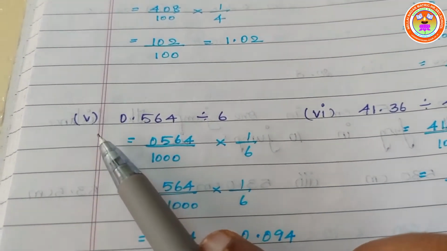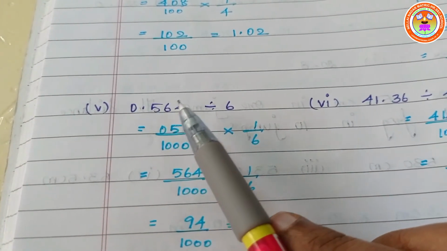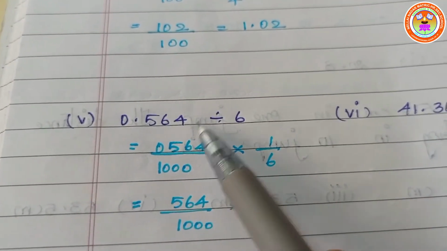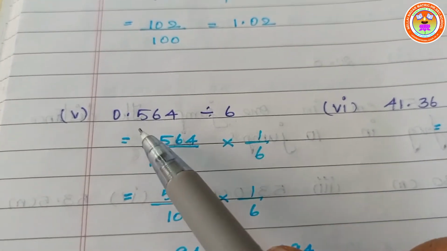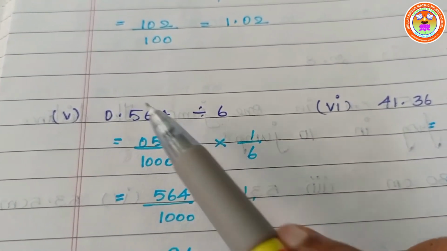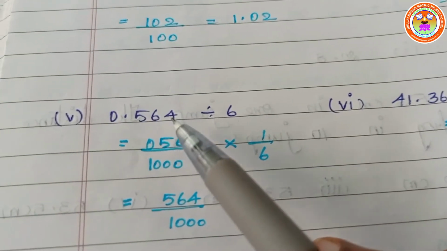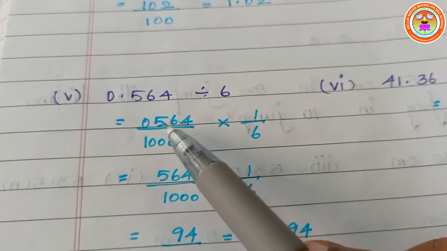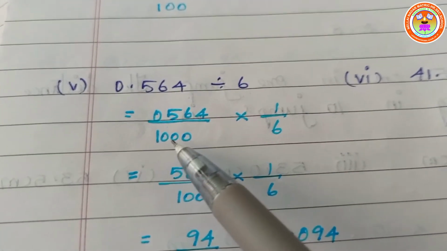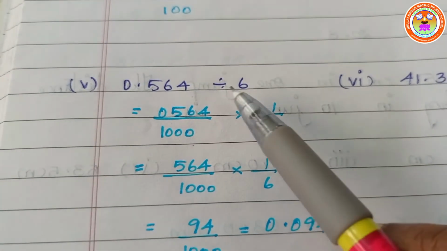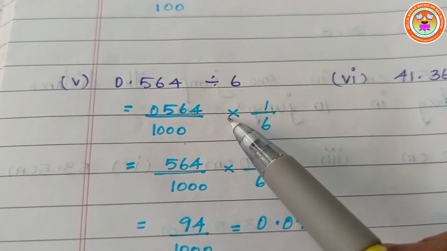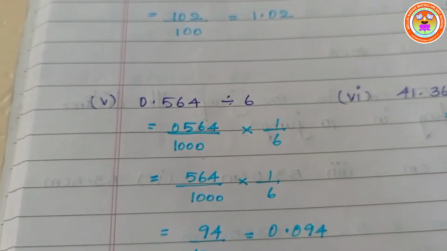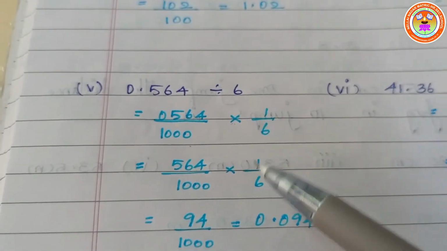Now we will move on to the fifth subdivision. 0.564 divided by 6. Okay, 0.564 divided by 6. So here there are three places of decimal. So to write this decimal number as a fraction, we are going to divide by 1000. So it is 564 by 1000. Then here we have directly converted the division into multiplication and took the reciprocal of 6. So the reciprocal of 6 is 1 by 6.